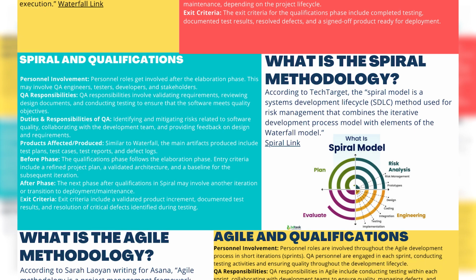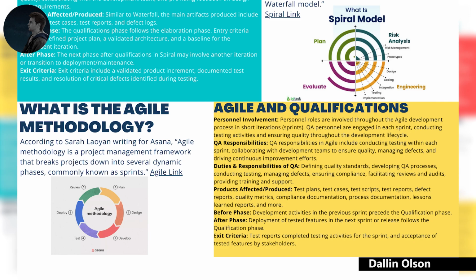Now we will discuss the characteristics of the qualification lifecycle when applied to the Agile methodology. According to Sarah Lauyan, writing for Asana, Agile methodology is a project management framework that breaks projects down into several dynamic phases, commonly known as sprints. Personnel roles are involved throughout the Agile development process in short iterations or sprints. Quality assurance personnel are engaged in each sprint, conducting testing activities and ensuring quality throughout the development lifecycle.